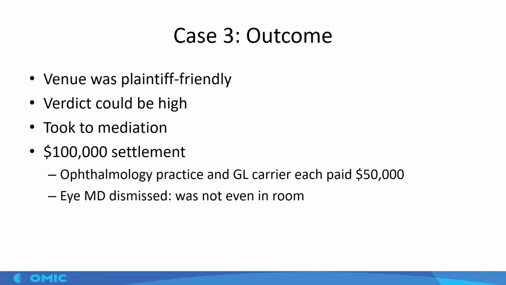We also felt that the verdict could be high, so we decided to take this case to mediation, which means both sides present their case to an attorney who then makes a decision. As a result, there was a $100,000 settlement. Both the ophthalmology practice's carrier, OMIC, and the GL carrier paid $50,000. The physician was dismissed from the case because he wasn't even in the room when it happened, so this case was settled on behalf of the practice.